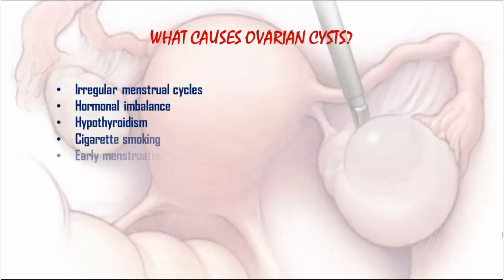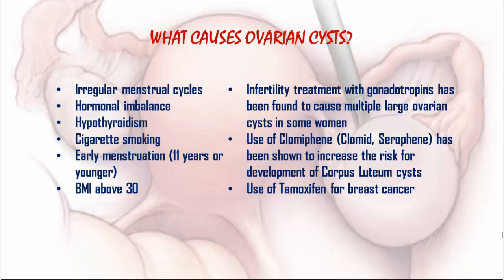What causes ovarian cysts? Irregular menstrual cycles. Hormonal imbalance. Hypothyroidism. Cigarette smoking. Early menstruation, 11 years or younger. BMI above 30. Infertility treatment with gonadotropins has been found to cause multiple large ovarian cysts in some women. Use of clomiphene, Clomid, Serophene, has been shown to increase the risk for development of corpus luteum cysts. Use of tamoxifen for breast cancer.